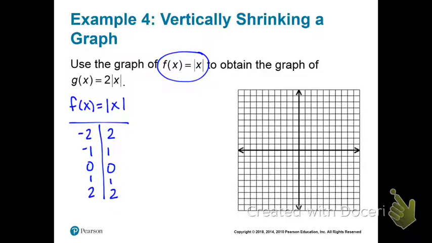All right, so remember, we're looking at absolute value of x. So it's a times the absolute value of b x minus h, plus k.